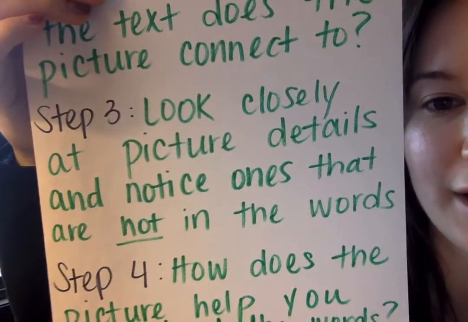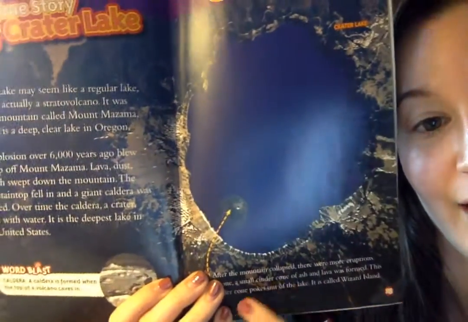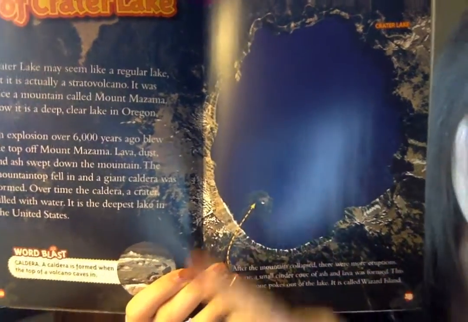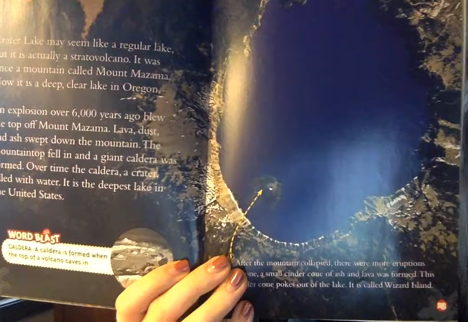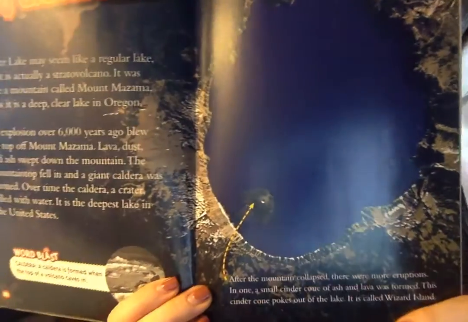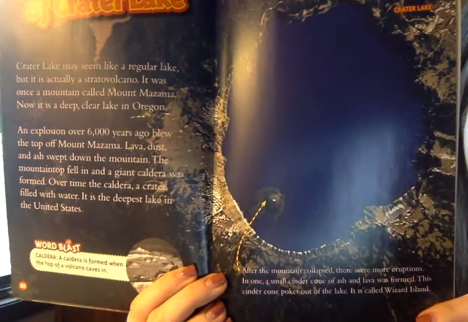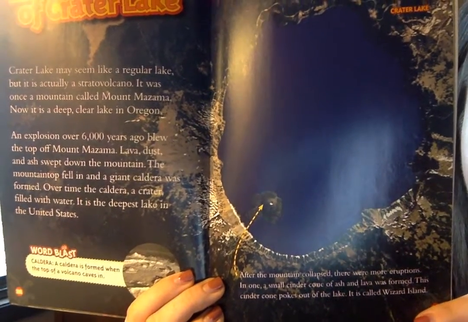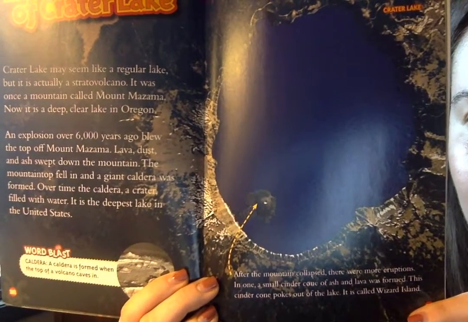Step number 3, look closely at the picture details and notice ones that are not in the words. So this is where I need your help, friends. I need you guys to take a look at this picture and the words. Think about what the words said. And I want you guys to think, what details do you notice in the picture but not in the words? And these details should be a detail that helps you learn more about the topic. So take a look at the picture and think, what details do I notice in the picture that I don't read about in the words? Feel free to shout it out to yourself or the person next to you.